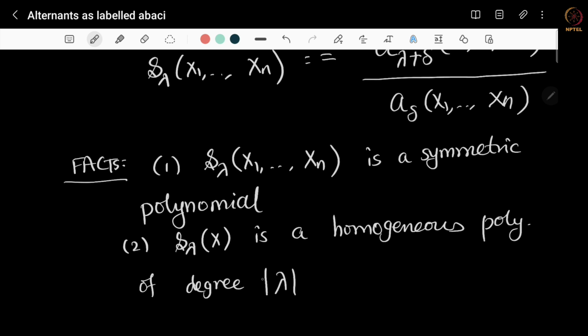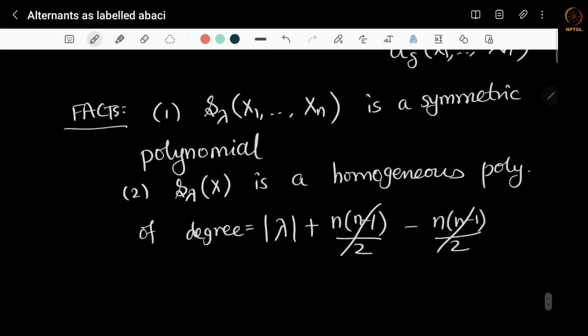And fact 2, it's actually a homogeneous polynomial as well, because each of the alternants is a homogeneous polynomial in the x's. So S lambda of x is in fact a homogeneous polynomial. And what's the degree? The degree of the quotient is just the degree of the numerator minus the degree of the denominator. If you remember, the numerator is lambda plus delta, so this is the degree of lambda plus the degree of delta.